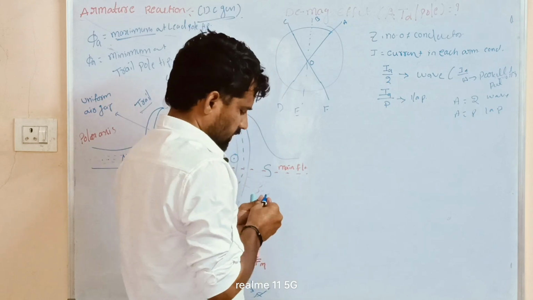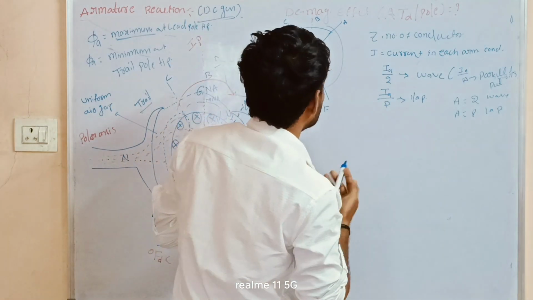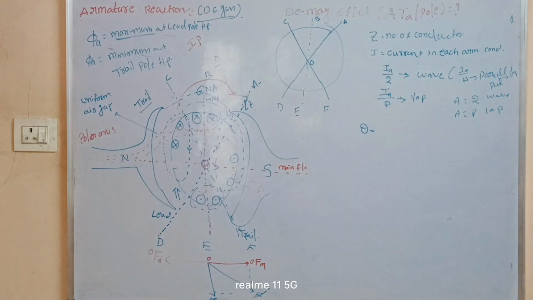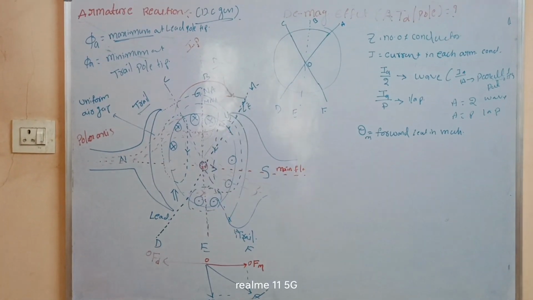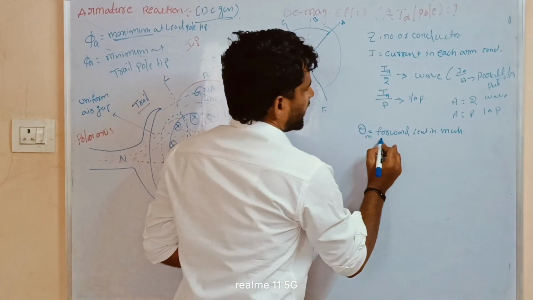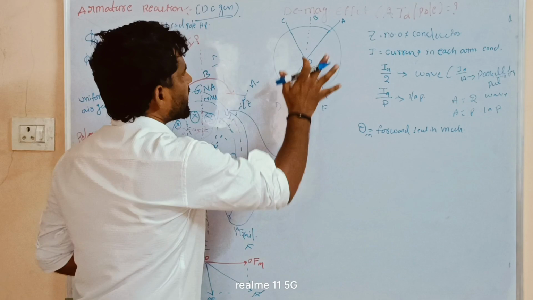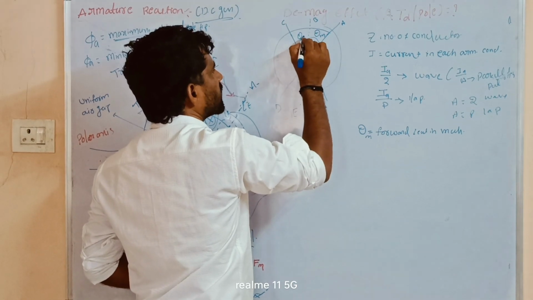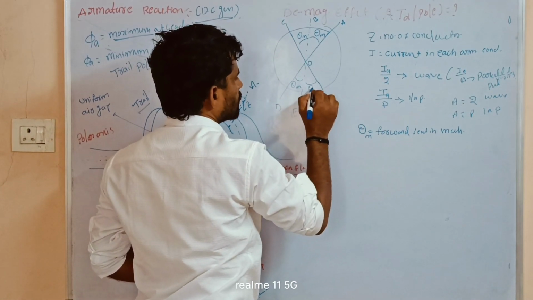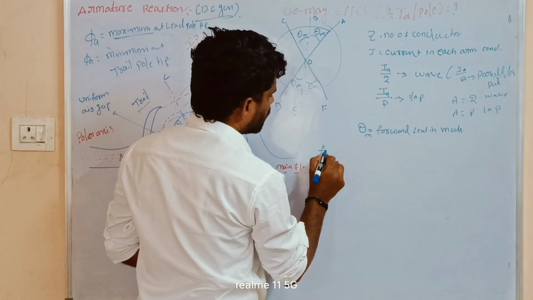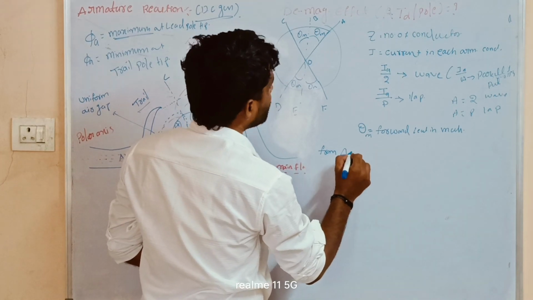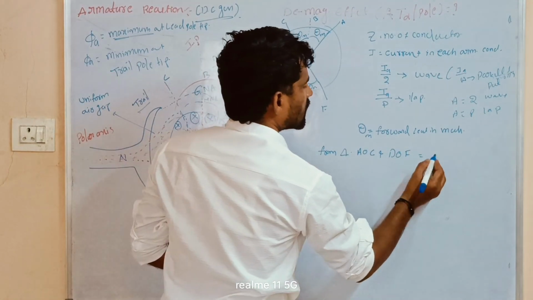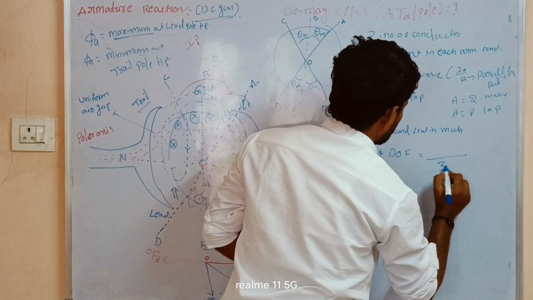Next, angle theta. Demagnetization effect, theta m, the forward leading mechanical angle. From the case, the demagnetization effect occurred in this path only. So these angles, from the triangles AOC and DOF. So the total complete axis is 360 degrees.